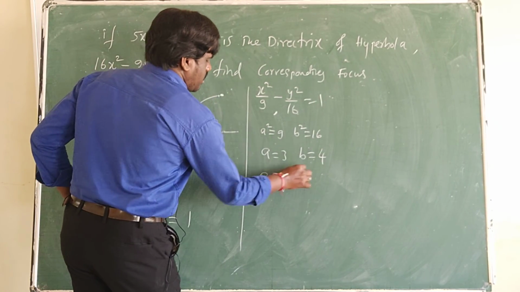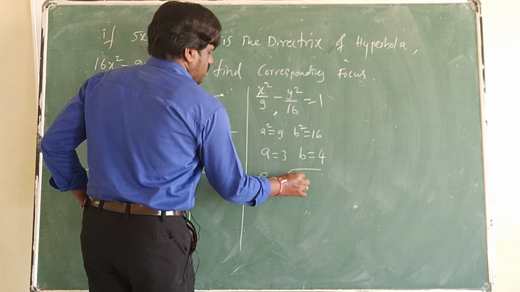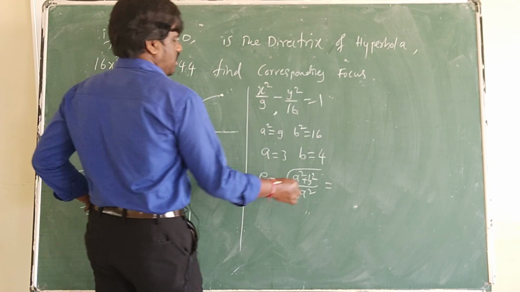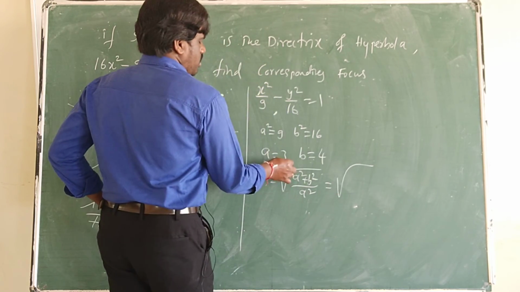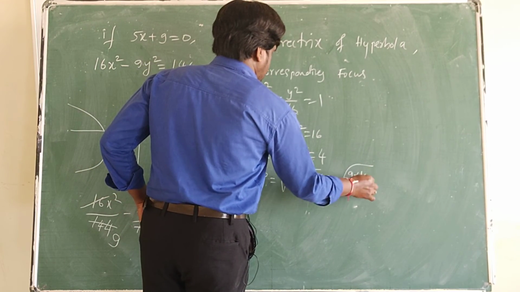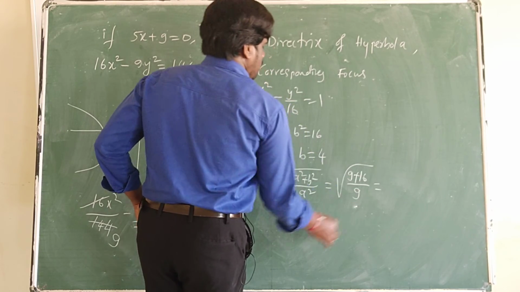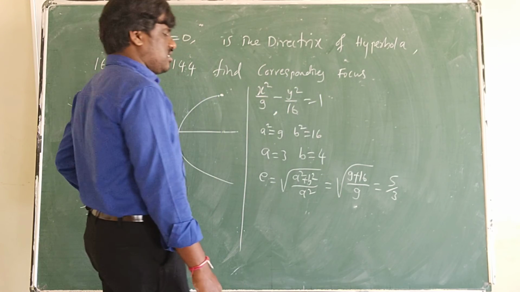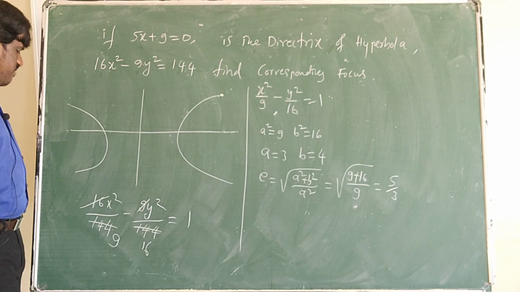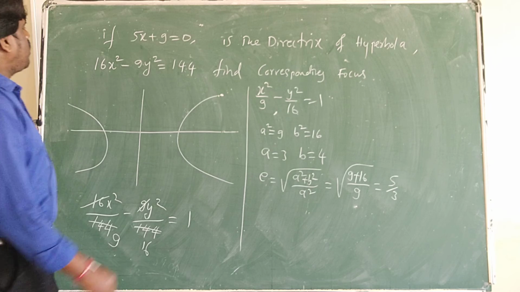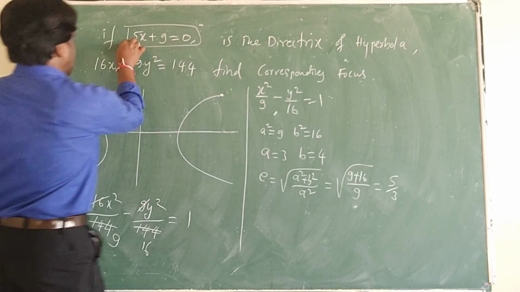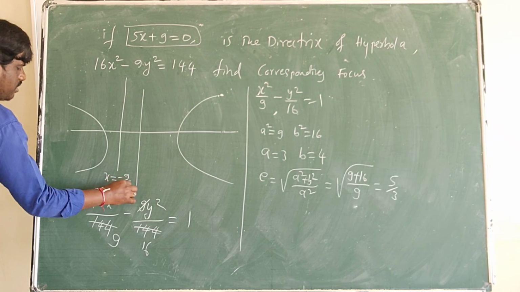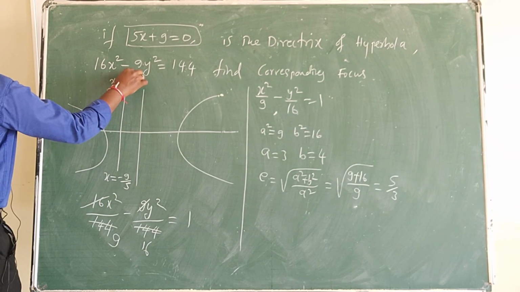Eccentricity is equal to under root of, you know, a square plus b square upon a square. That is square root of 9 plus 16 by 9, that is 25 by 9, which is 5 by 3. Eccentricity is 5 by 3. So what do you have to find here? This is the directrix. Here x is equal to minus 9 by 5. Actually x is equal to minus a by e.